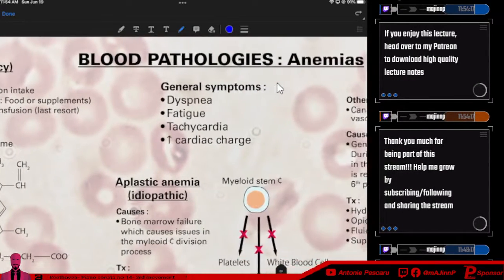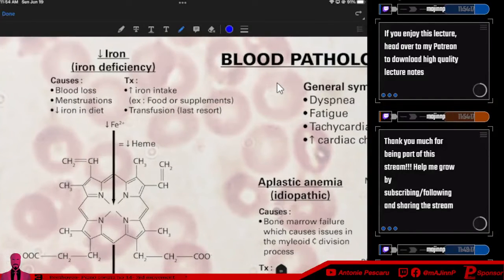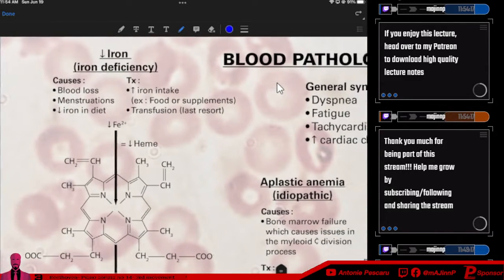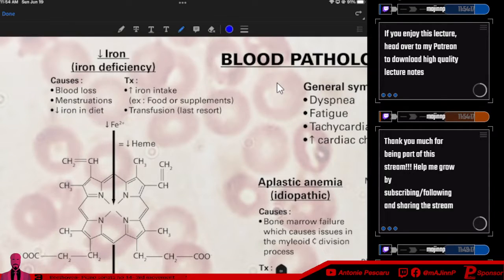One of the numbers of anemias that are occurring inside of the body, we'll start with the iron deficiency, which is probably one of the most common ones. Causes can either be blood loss. You're going to see that anemias also include blood loss inside of them. Menstruation, or a decrease of iron inside of the diet. The treatment for this is an increased iron intake, either food or by supplements. And if it's really, really bad, it's a transfusion as a last resort.